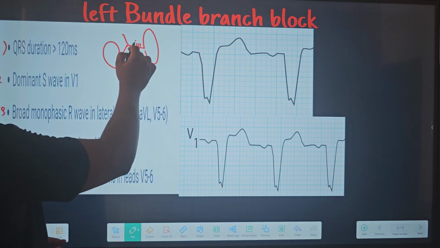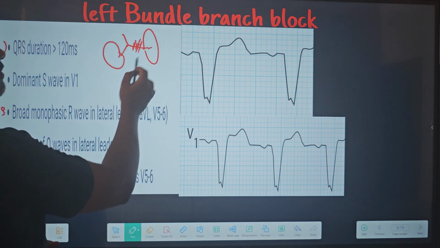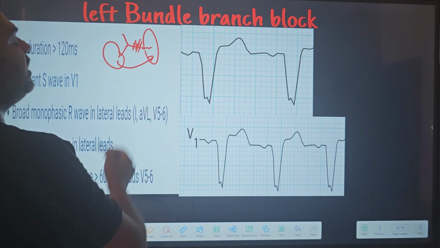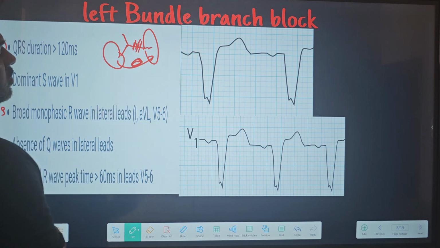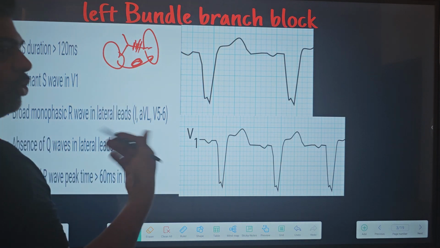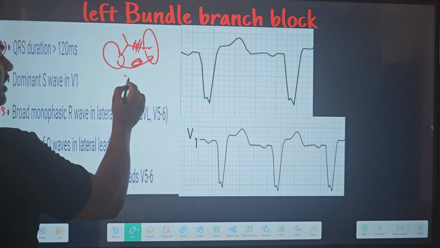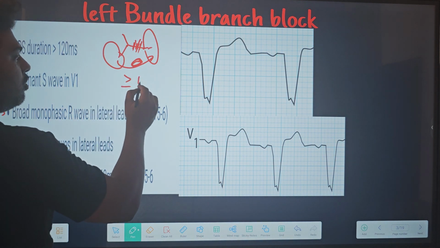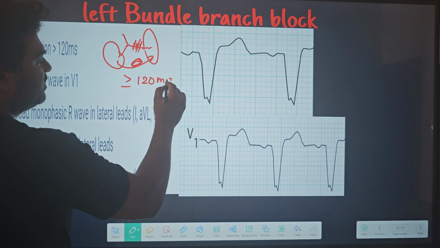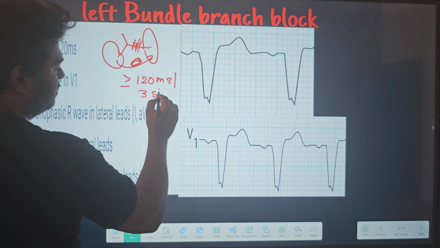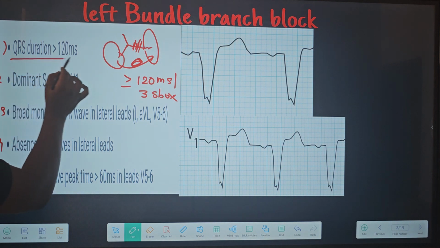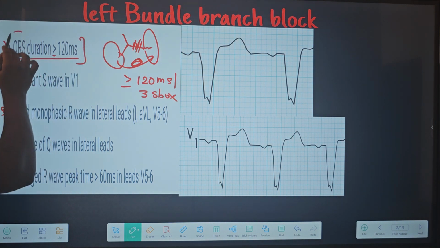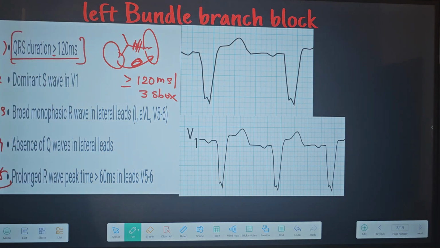But since there is a block, this area will also be depolarized from the right side of the heart or the remaining part of the septum. So it will take more time for the depolarization. So now the depolarization time will be equal to or more than 120 millisecond or 3 small blocks. So this first criteria, that is QRS duration should be equal to or more than 120 millisecond, is the first criteria that you should see in case of left bundle branch block.